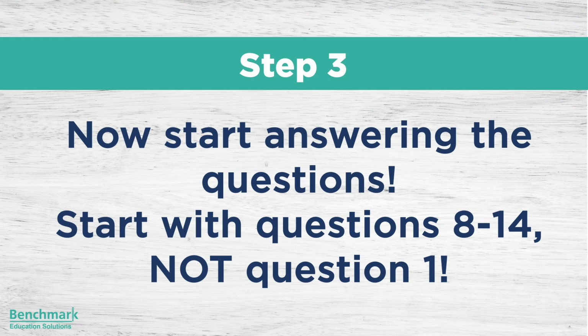Do the same for all reading Part A questions very quickly and make a mental note of the keywords. Underline them with a pencil if you can. This strategy will save you time and improve your accuracy as well. Now here's step 3. Now start answering the questions. Start with questions 8 through 14, not question 1.